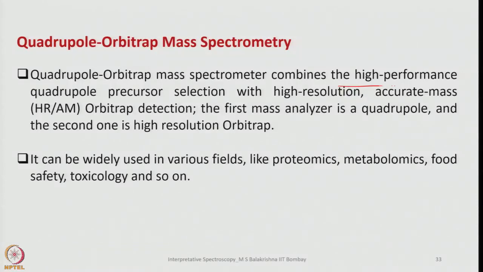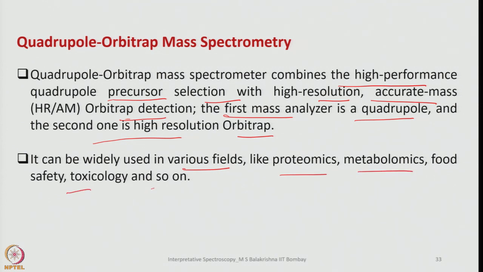And the other one is quadrupole Orbitrap mass spectrometry. It combines high performance quadrupole precursor selection with high resolution, accurate mass Orbitrap detection. The first mass analyzer is a quadrupole and the second is a high resolution Orbitrap. It can be widely used in various fields like proteomics, metabolomics, food safety, toxicology, and so on. Very specially designed for very special purposes, these may not be needed for routine examination of molecules that are generated in chemistry laboratories.